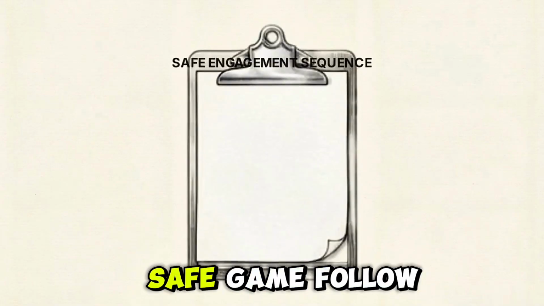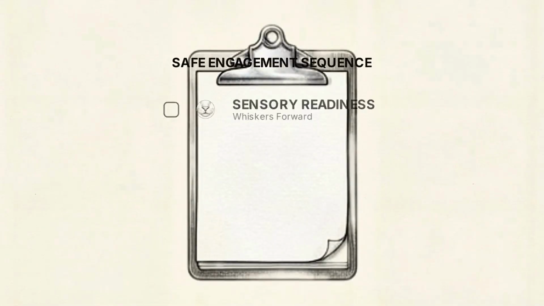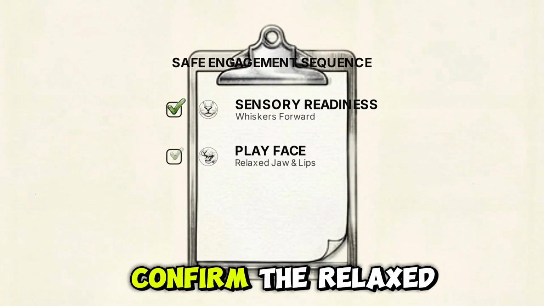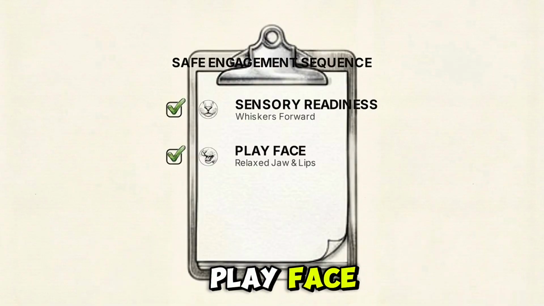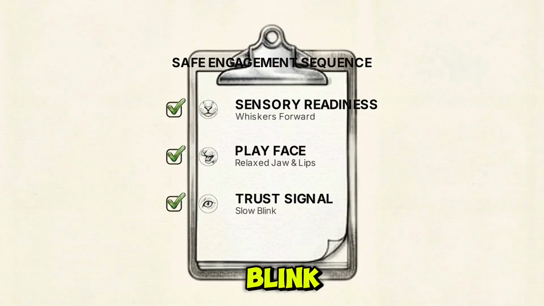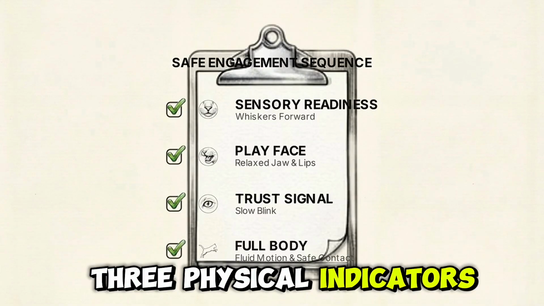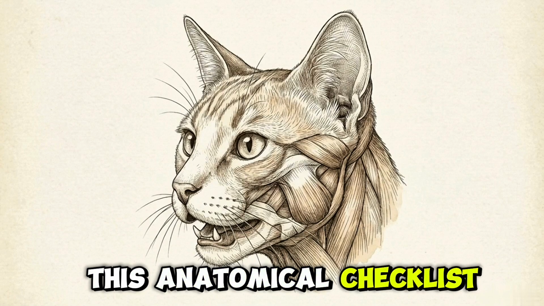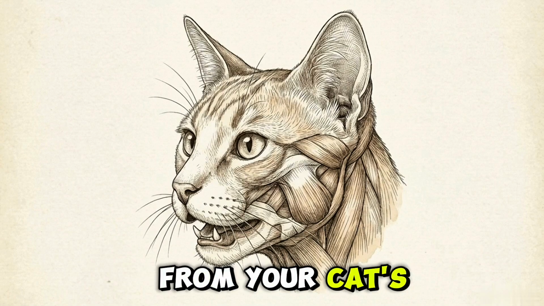To maintain a safe game, follow the sequence. Check for forward whiskers, confirm the relaxed jaw of the play face, initiate the slow blink, and monitor the three physical indicators. This anatomical checklist removes the guesswork from your cat's behavior.